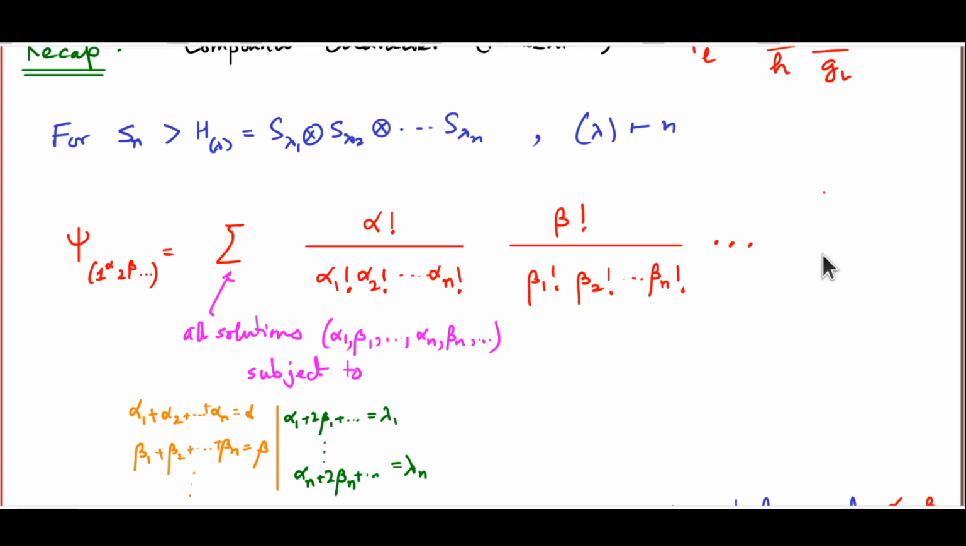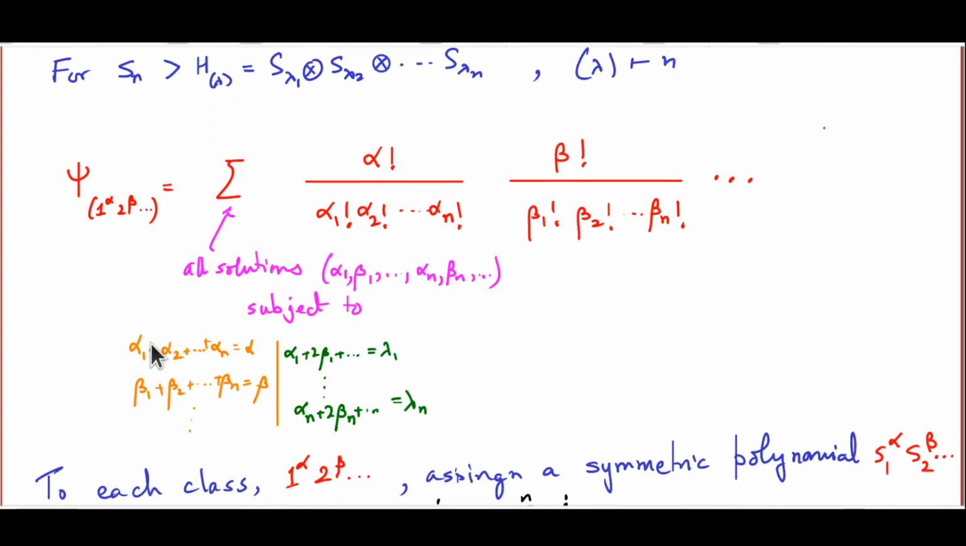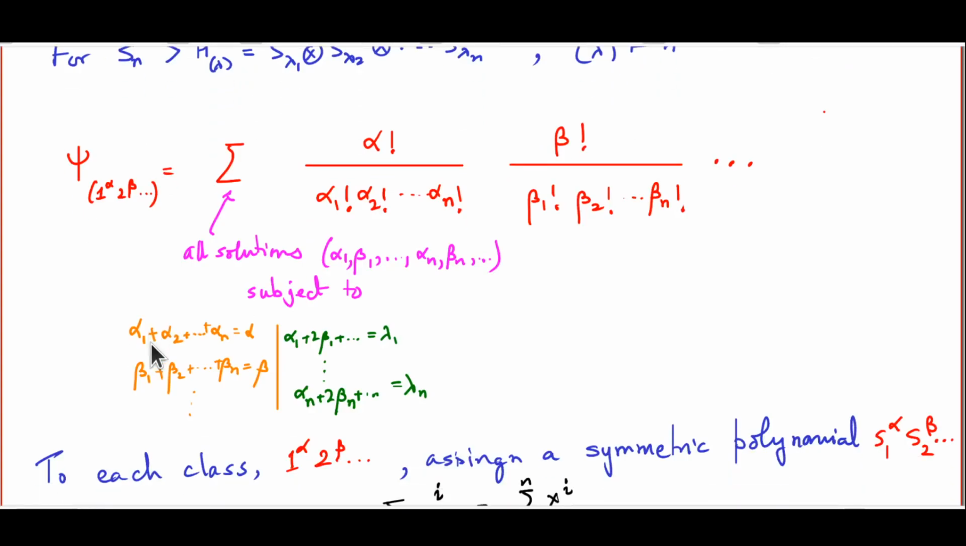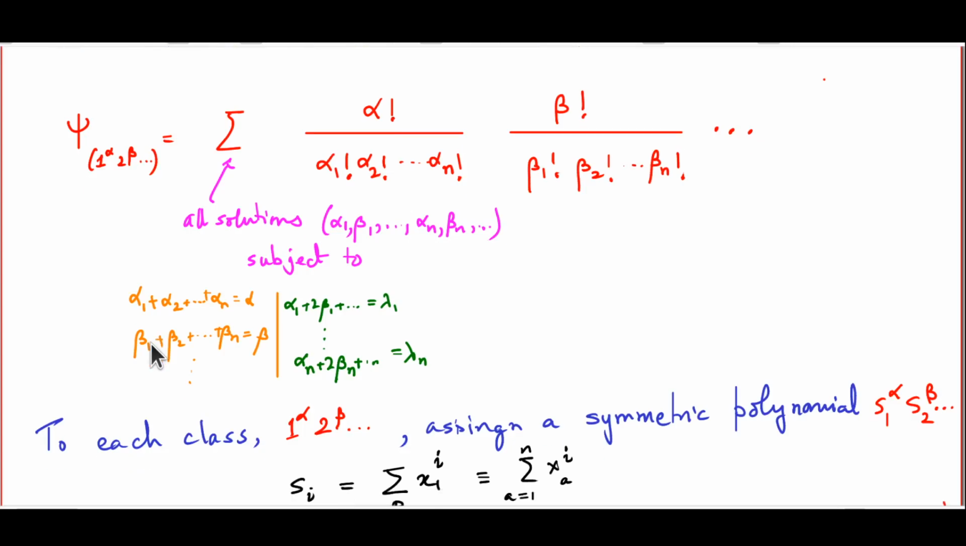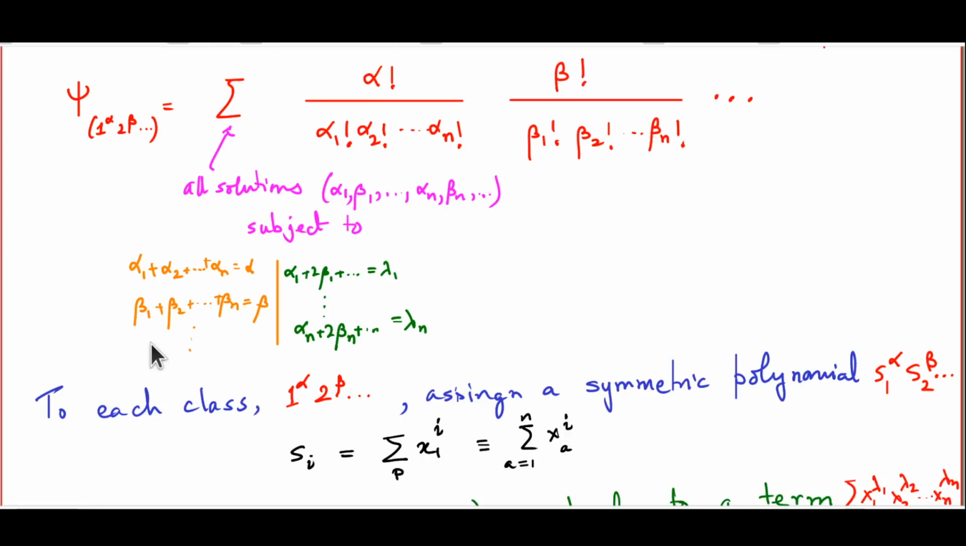But we found a way out in the last lecture by using the so-called symmetric polynomials. The symmetric polynomial corresponding to the class with alpha 1 cycles, beta 2 cycles, and so on is the product S1 to the alpha, S2 to the beta, and similar products multiplied together, where Si is a basic symmetric polynomial. It is the sum of the ith powers of each of the x's involved, x1 to the power i plus x2 to the power i, all the way up to xn to the power i.